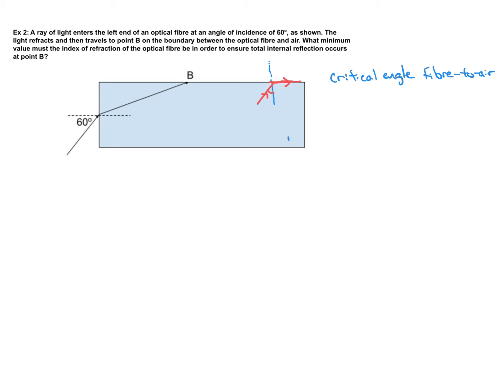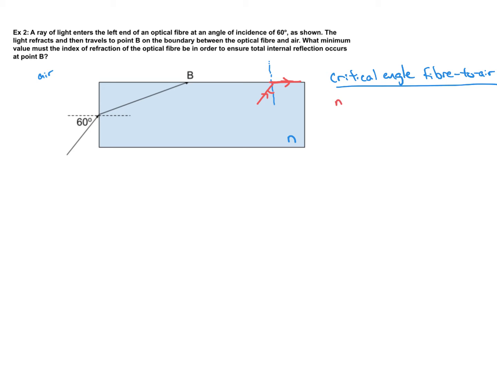I'm just going to use n to represent the index of refraction of the fiber. I'm not going to give any subscripts to it because my other medium in this whole situation is air. And for air, I'm not going to write n. I'm just going to use the index of refraction of 1 in my formulas. So critical angle, fiber to air.